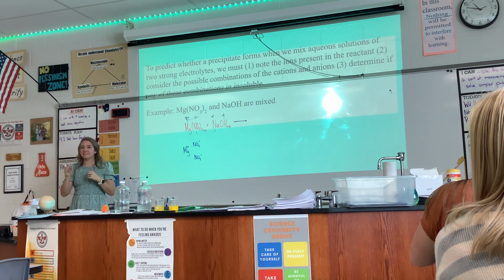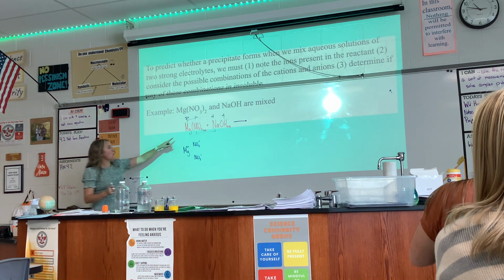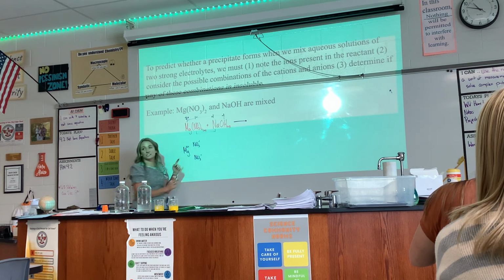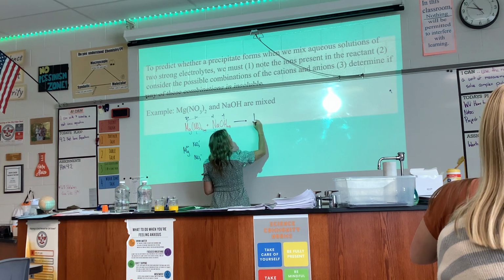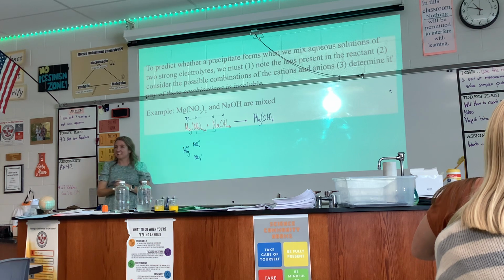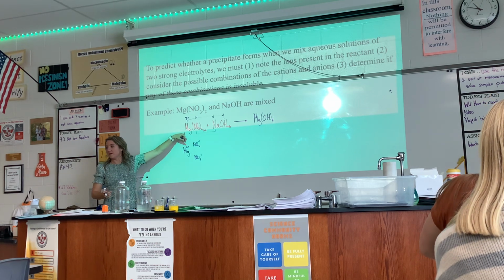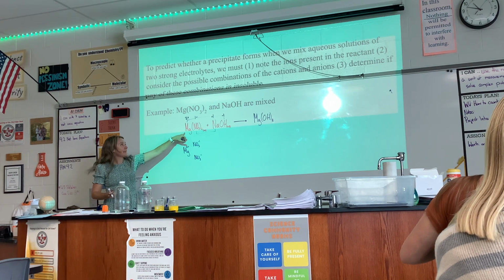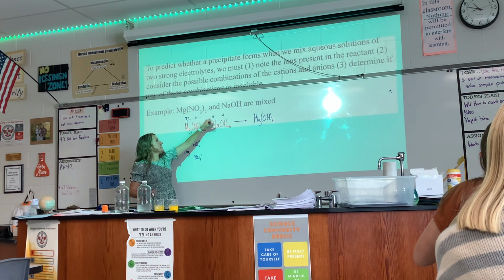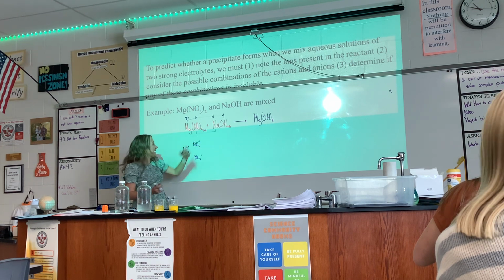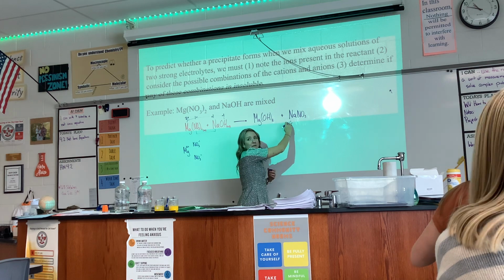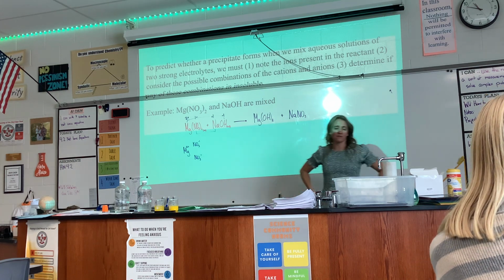Step 2, balance the new relationship. So magnesium wants to dance with OH. It's a +2 to -1. So the new formula needs to be Mg(OH)2. I need 2 of those to balance out one of these. Okay? Sodium is going to dance with nitrate. They're a +1, -1. So it's a nice balance there. So it'd just be NaNO3. Always write the positive one first before the negative one. That's just the formula.